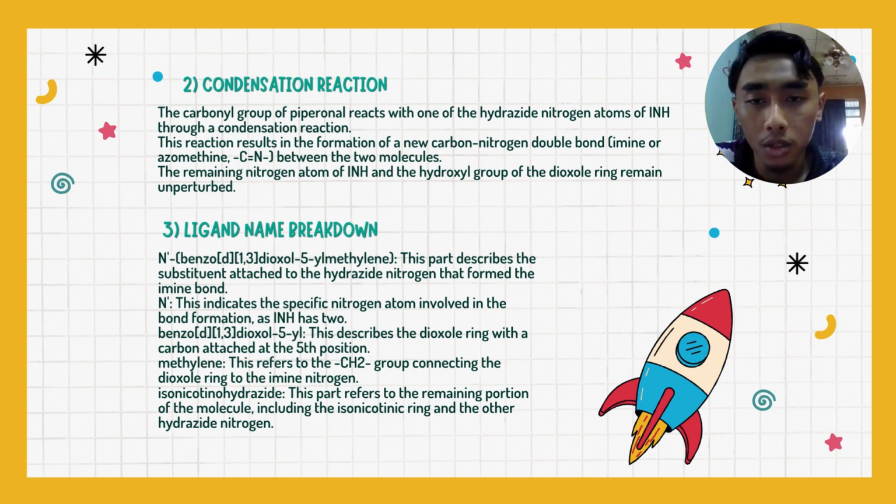The first one is N-benzo[d][1,3]dioxol-5-ylmethylene. This part describes the substituent attached to the hydrazide nitrogen that forms the imine bond. The second one is N, which is a nitrogen. This indicates the specific nitrogen atom involved in the bond formation, as INH has two. The third one is benzo[d][1,3]dioxol-5-yl. This describes the dioxole ring with a carbon attached at the fifth position. Methylene refers to the CH group connecting the dioxole ring to the imine nitrogen. And the last one is isonicotinohydrazide. This part refers to the remaining portion of the molecule, including the isonicotinic ring and the other hydrazide nitrogen.